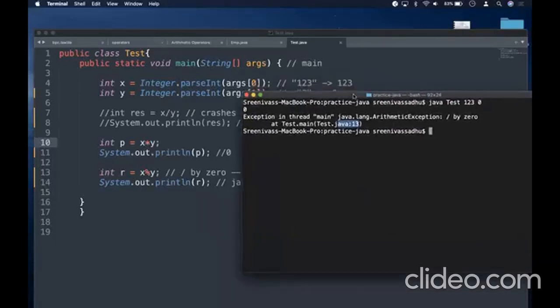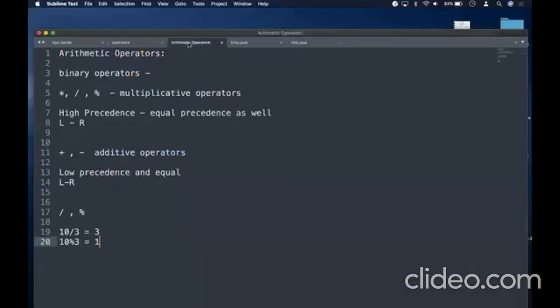Okay, so now what is important in arithmetic operators? This division and modulus will give you an arithmetic exception. So they will make your application crash. So you must be careful whenever you are using these two operators. Otherwise, what happens? It may lead to a system crash, that means your application crashes, because we don't have a representation for integer infinity.